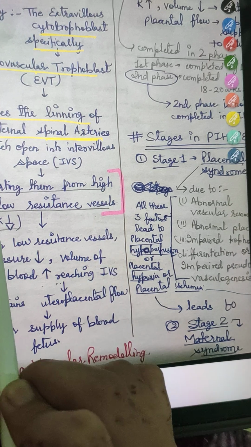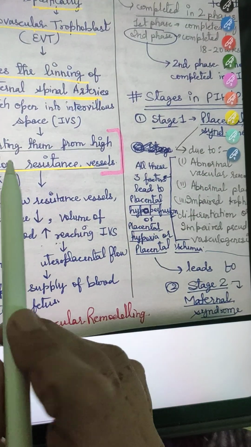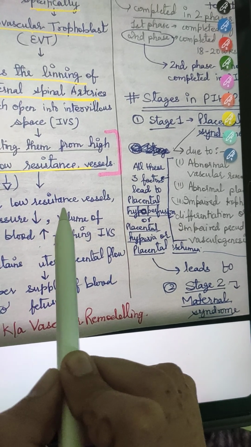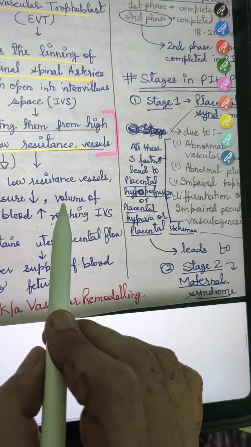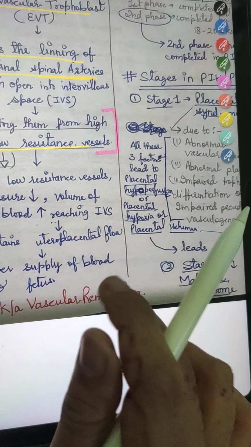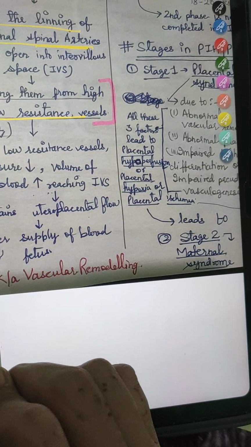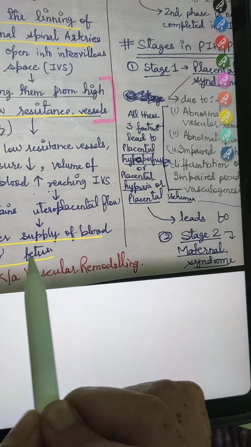converting them from high to low resistance vessels. So we know that pressure is inversely proportional to volume. So in a low resistance vessel, pressure is low and the volume of blood flowing is more. So this maintains the uteroplacental flow, so there is a proper supply of blood to the fetus.